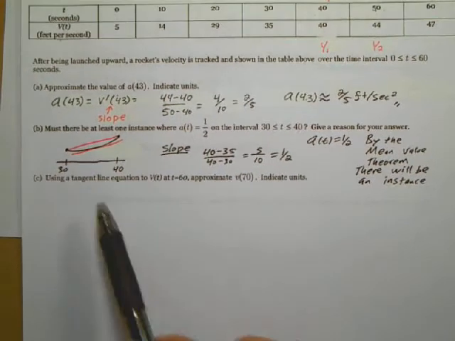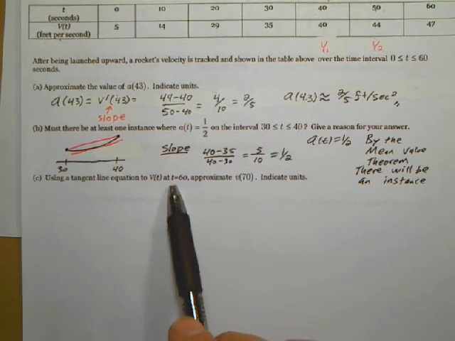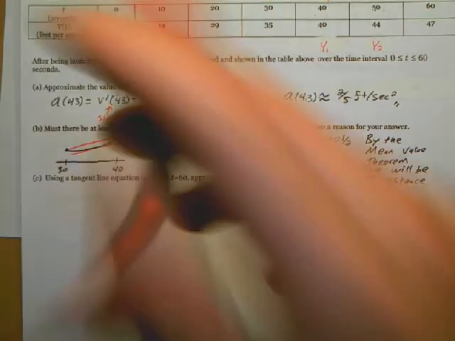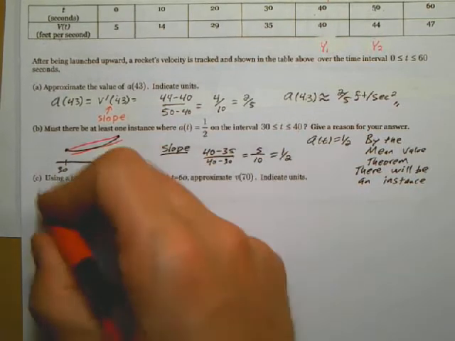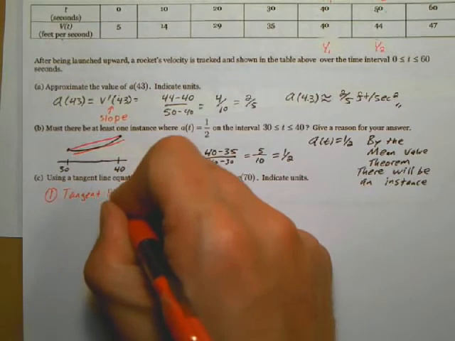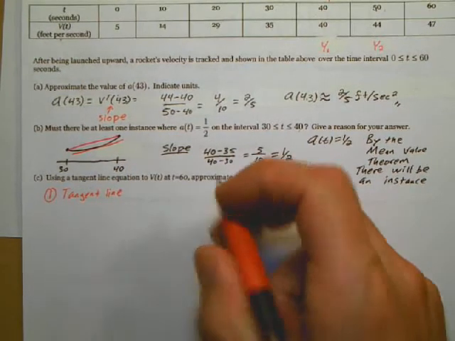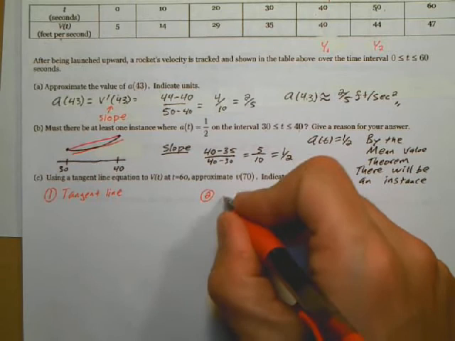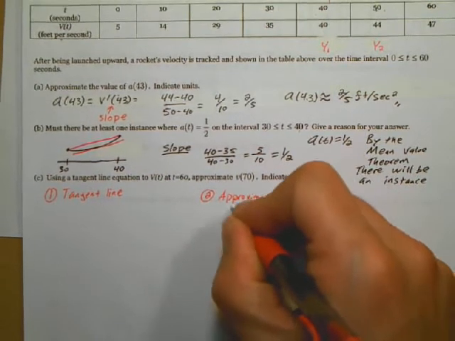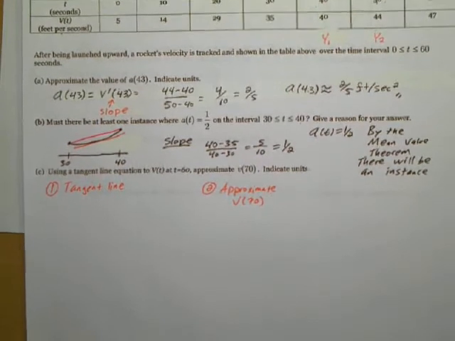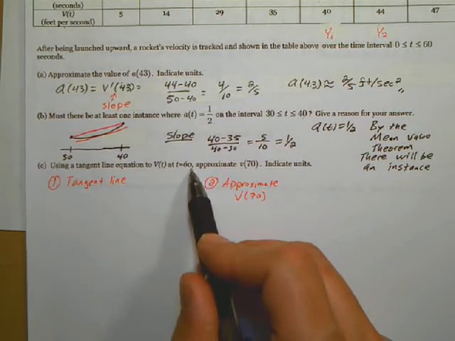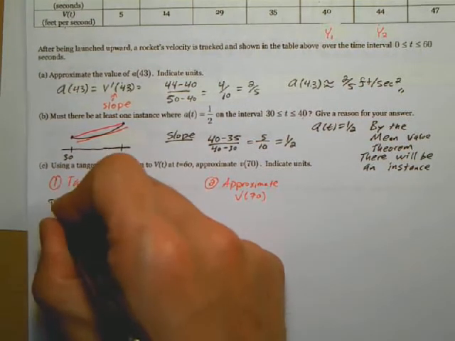Alright, moving on to part C. I want to use a tangent line equation to the velocity at 60 to approximate the velocity at 70. There's really two things I have to do. The first thing is going to find my tangent line equation, and then I want to use my tangent line to approximate the velocity at 70. So first thing I want to do is create my tangent line equation at t is equal to 60.